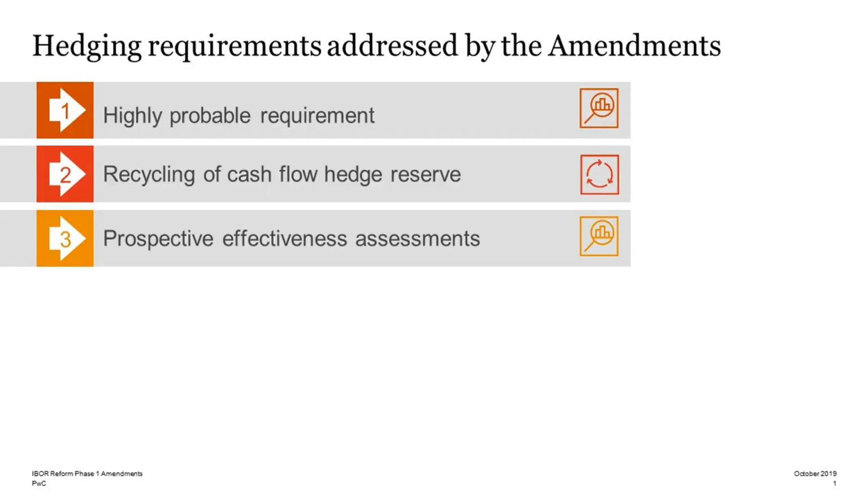Mark, do you want to take us through the next couple? Sure, Sandra. So the next one is around prospective effective assessment. So that's either the need to have an economic relationship under IFRS 9 or under IAS 39 to expect the hedge to be highly effective in the future. And again, clearly uncertainty arising around IBOR reform could put that assessment under stress.